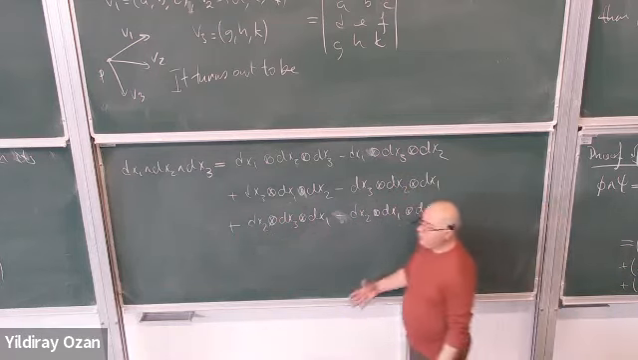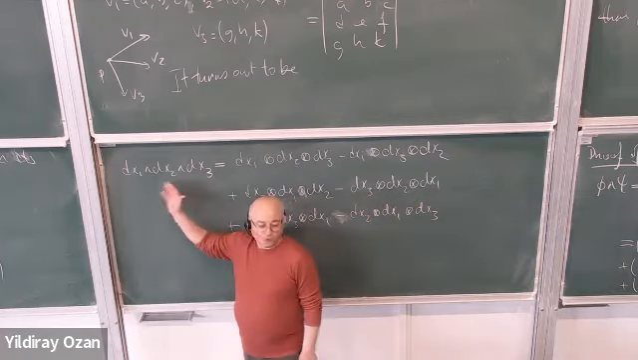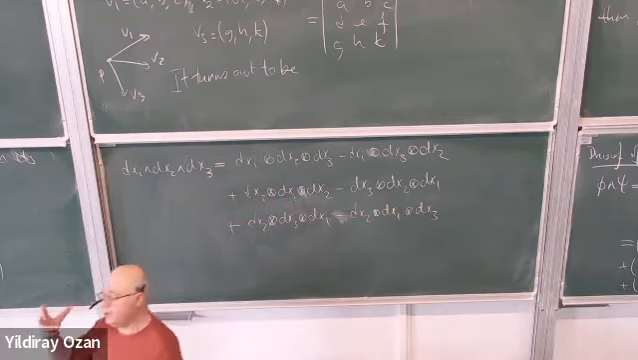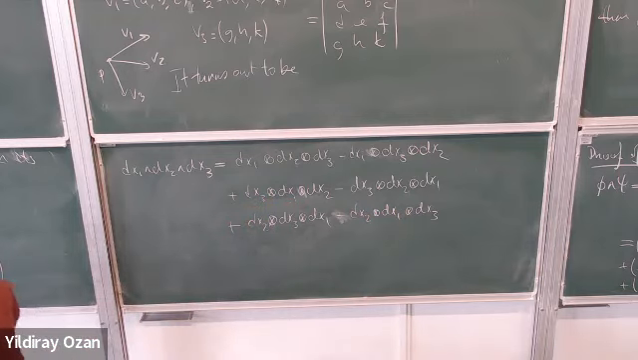So dx2 tensor dx1 tensor dx3. So you see, I have all the 6 permutations, okay? So a 3 form measures the volume, okay? Measures the volume. Determinant is the volume of the... Okay, I'll come to that.